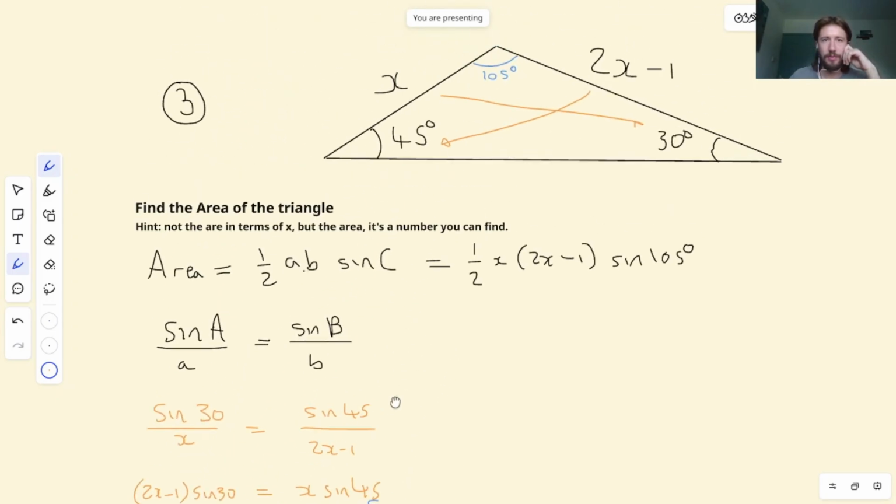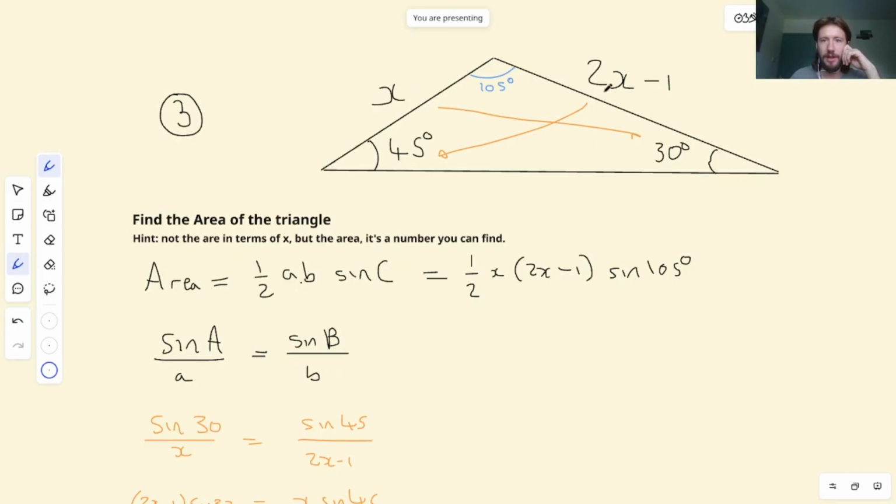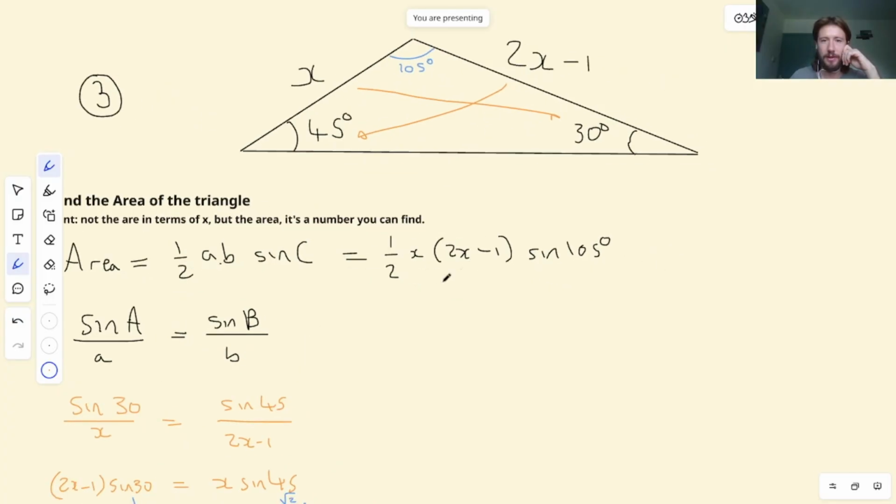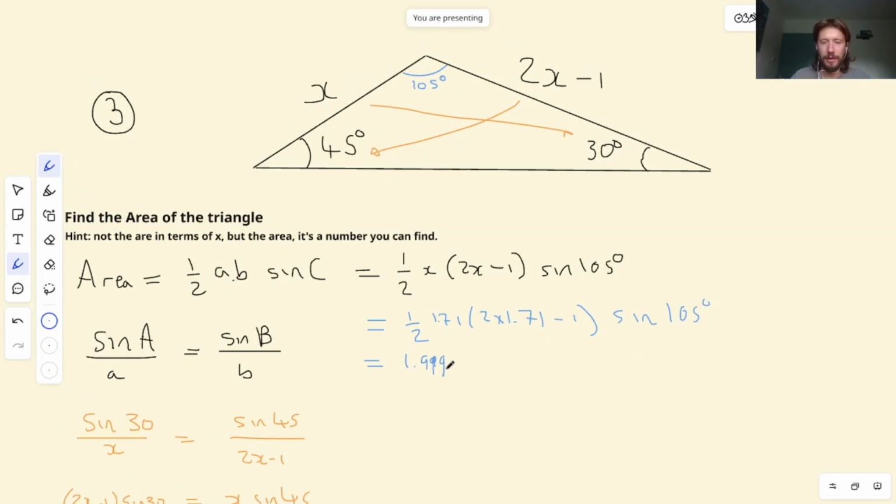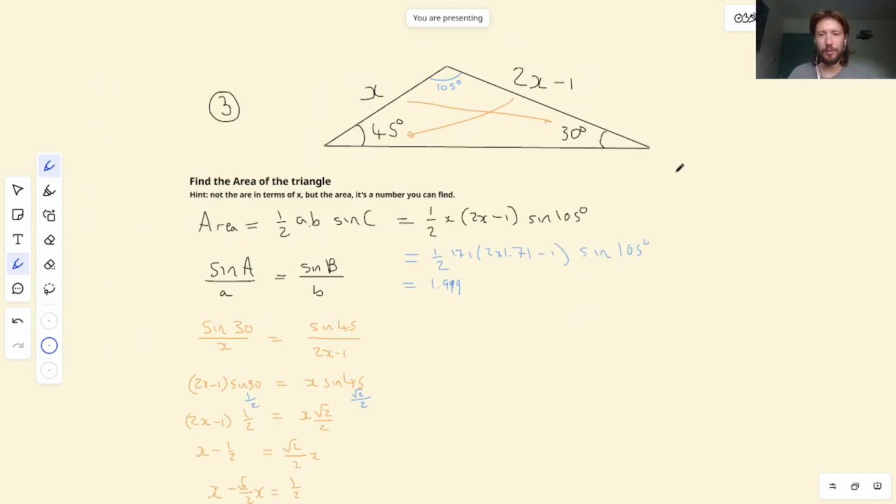Now we have that value. So we know the lengths of these two sides, and we figured out the area in terms of x. So we can just substitute it. That equals 1/2 times 1.71 times 2 times 1.71 minus 1 times sine 105. And if you put that into the calculator, you will get 1.999. And there we go, we found the area. So that was a very tricky one. Well done if you got it.